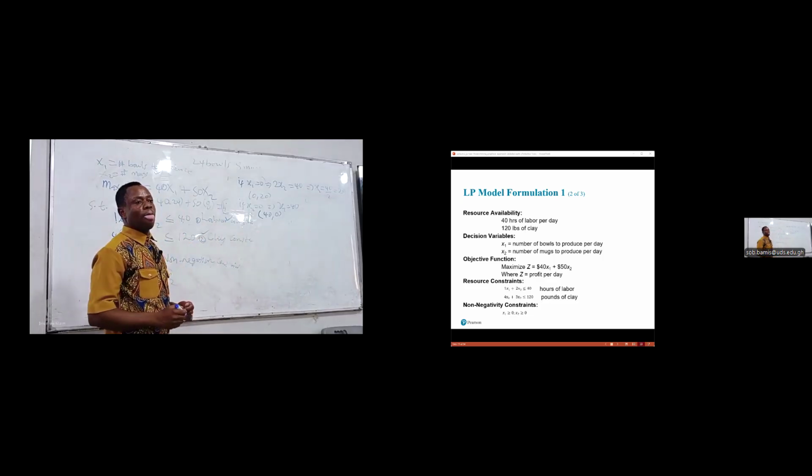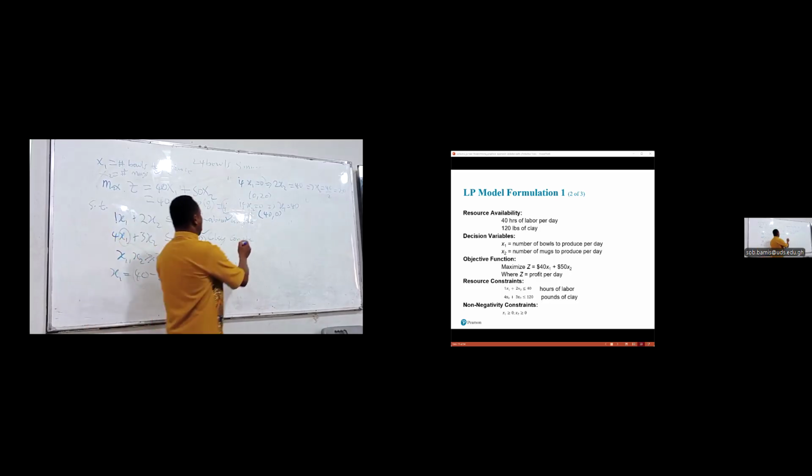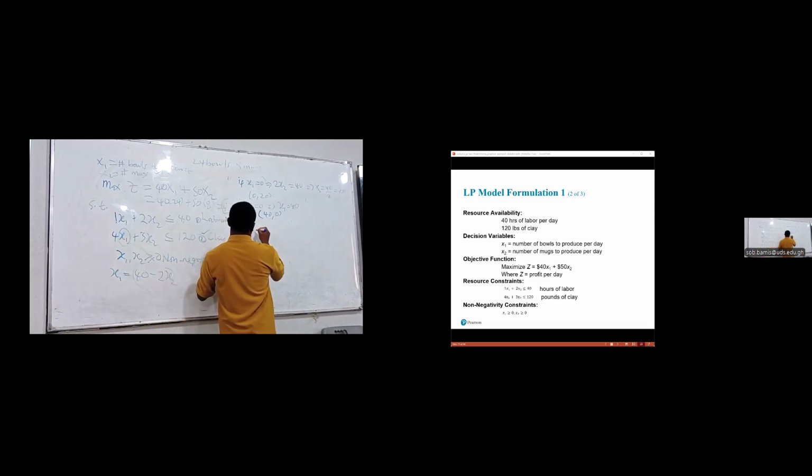We are left with the clay constraint. So we follow the same pattern. If x1 is equal to 0, that's for this one. So it will mean this is 0.